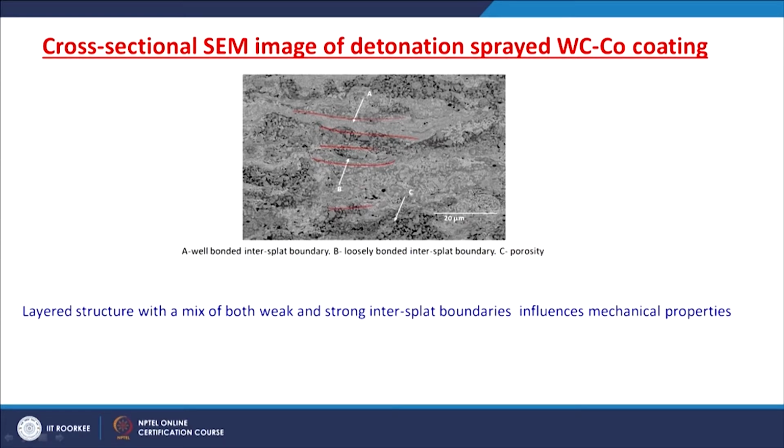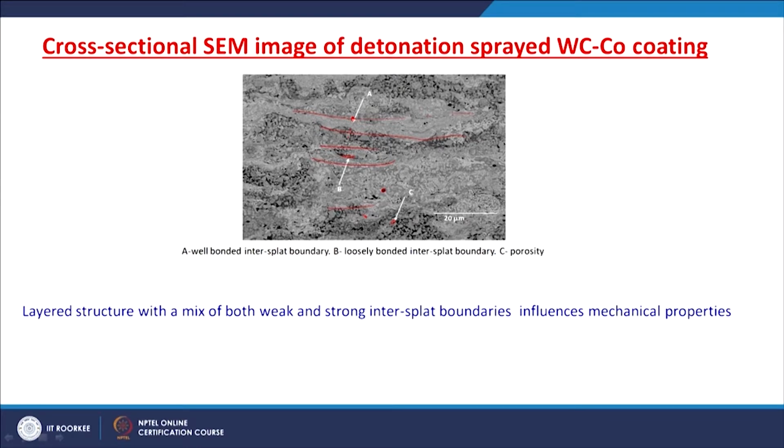At the same time you can also see a well bonded intersplat boundary, or you can see a weakly bonded intersplat boundary. So, both strongly bonded and weakly bonded boundaries are possible in this layered structure. At the same time you also have certain porosity. So, this porosity or the boundary of these intersplats may be treated as a defect.